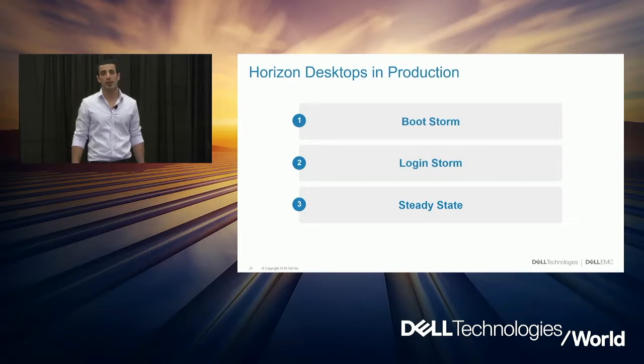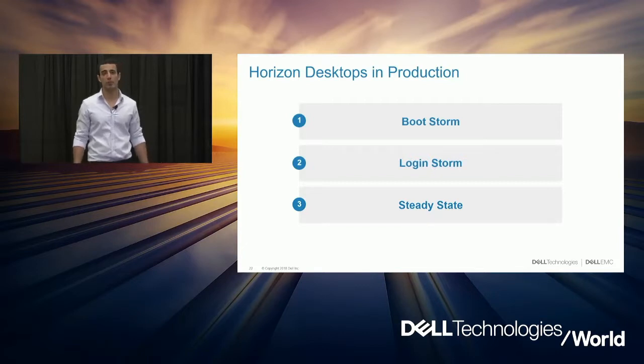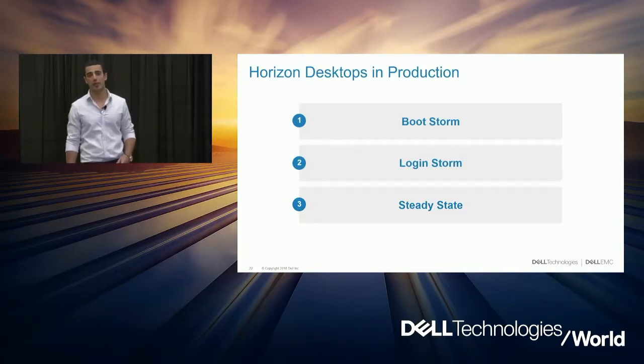Okay, so when we talk Horizon desktops in production, it consists of three main phases: bootstorm, once the administrator applies patches or fixes like Windows updates or antivirus definitions, or when the users log off by the end of the day.